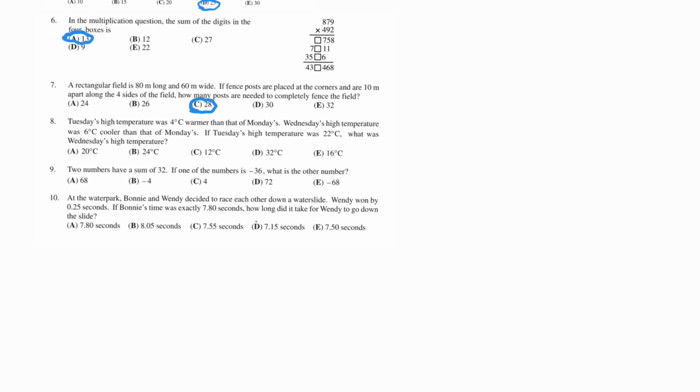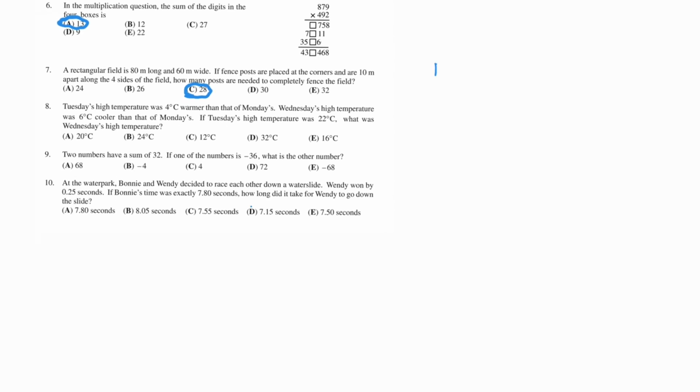So this is Monday and Tuesday and then Wednesday. Let Monday's temperature be X. Tuesday is 4 degrees warmer than Monday, so X plus 4. And Wednesday is 6 degrees cooler than Monday, so I use X minus 6.